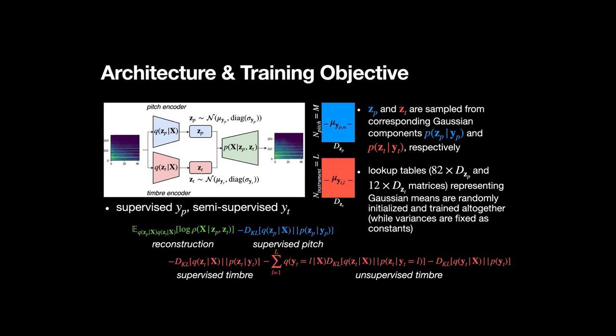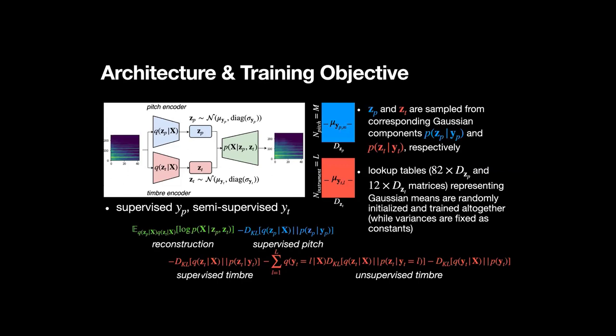So we have a reconstruction term here. And then for the pitch, we just use the supervised formula that we mentioned earlier. So we regularize the latent variable of the batch to the corresponding Gaussian components in the latent space, given YP, because we already know the labels of the input data.